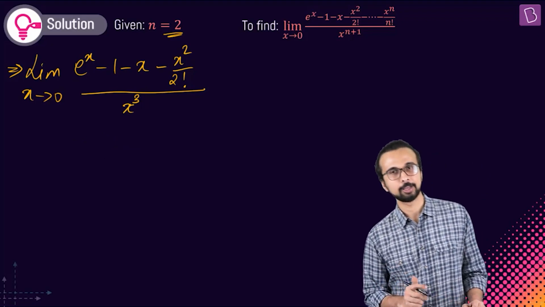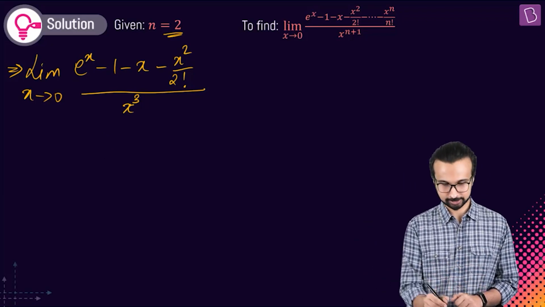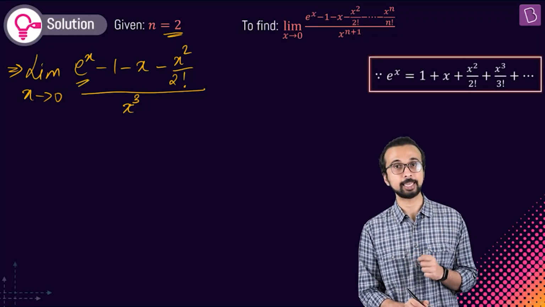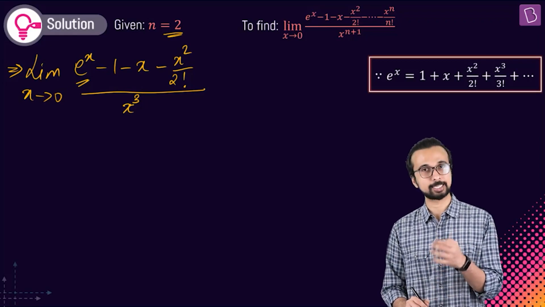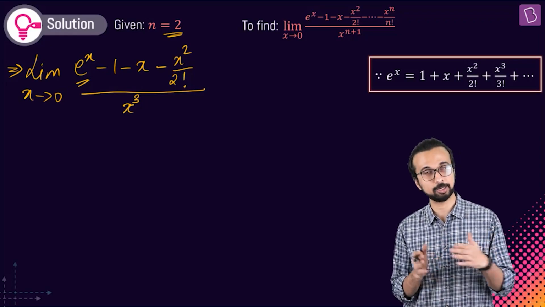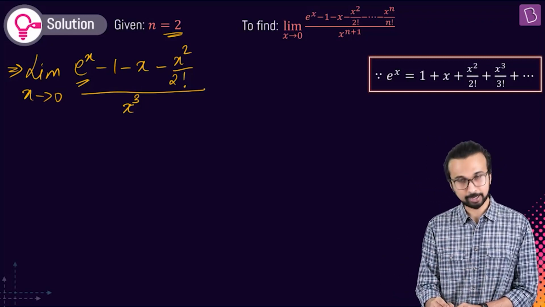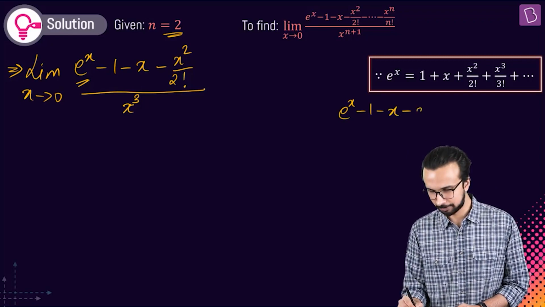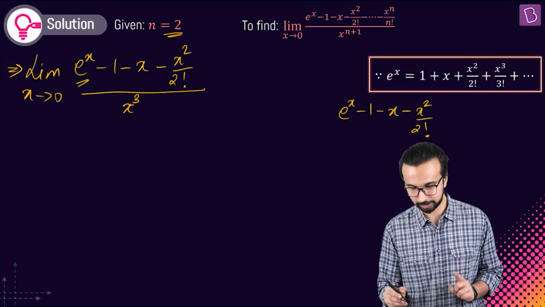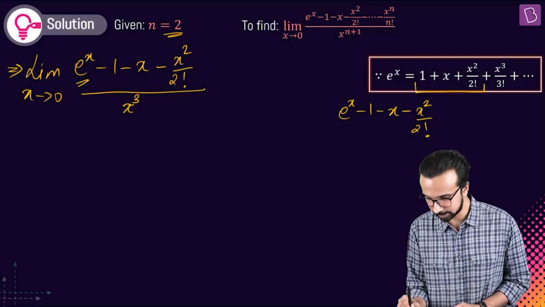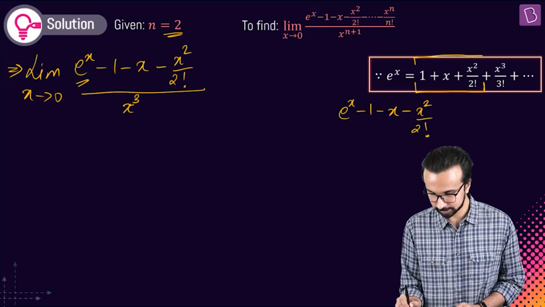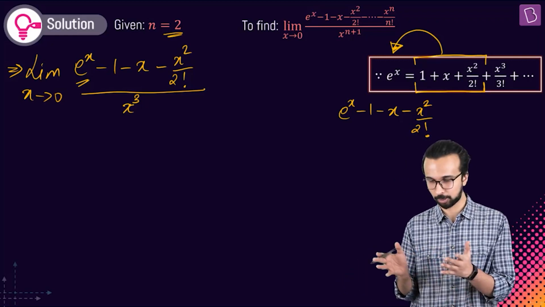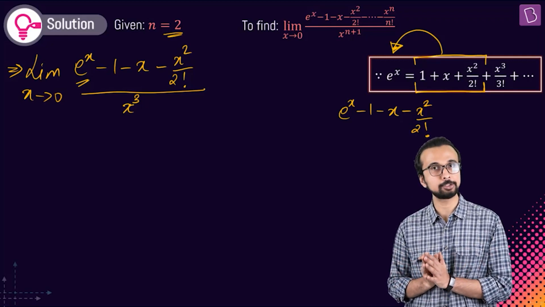So, what we can do here is, we can use the expansion of e power x. What's the expansion of e power x? It is 1 plus x plus x square by 2 factorial plus x cube by 3 factorial and so on. But our numerator has e power x minus 1 minus x minus x square by 2 factorial. What is going on here? So in the expansion, you take the first 3 terms and bring them to the LHS. What are you left with? The remaining bunch of terms.